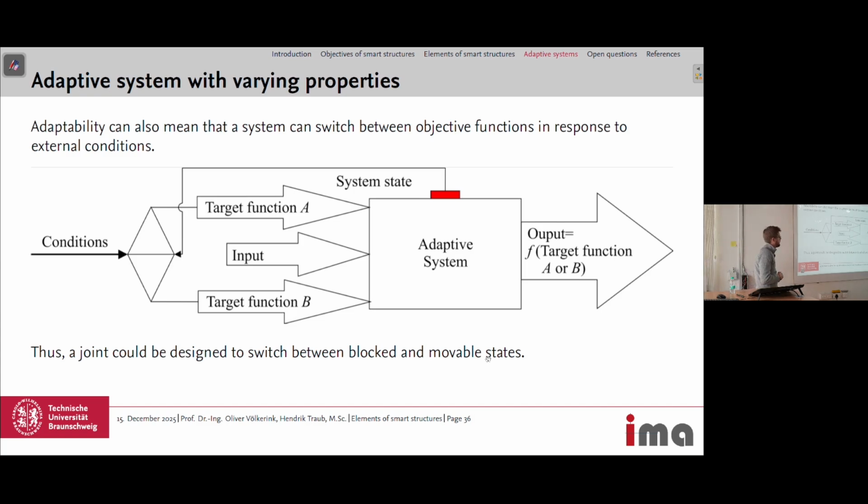Do you have other ideas what could be such kind of a system? Not necessarily a smart structure, but maybe do you have an idea what could be an example for these kind of systems? Maybe the aerospace engineers here have an idea.